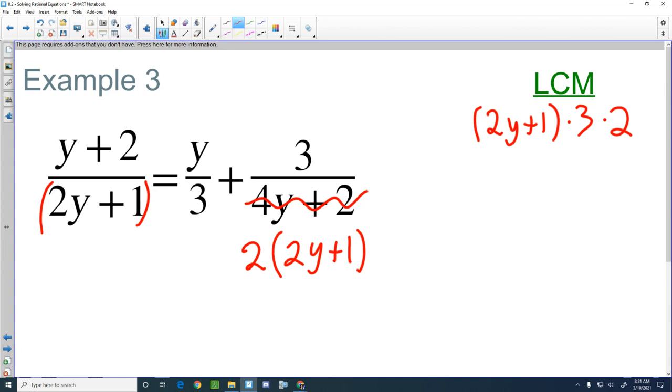Yep. And we can rewrite this. 3 times 2 we know is 6. So I'd write the LCM as 6 times the quantity 2y plus 1. So that's what I'm going to use for my least common multiple.